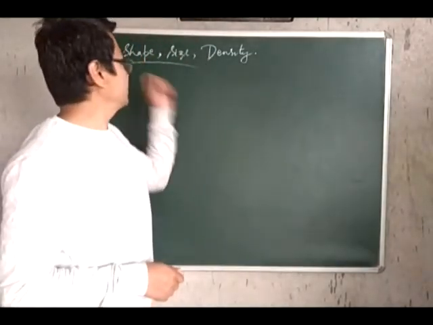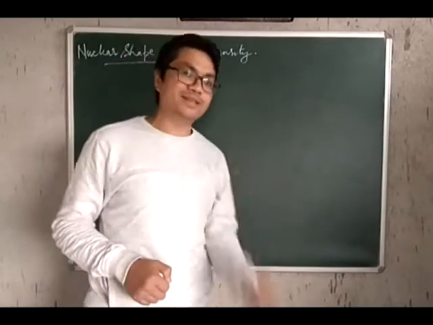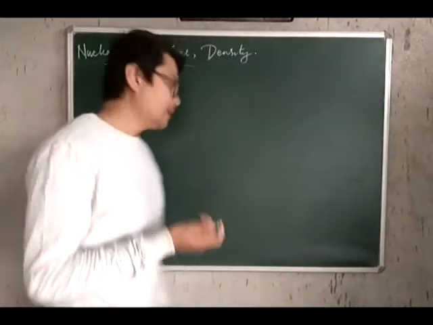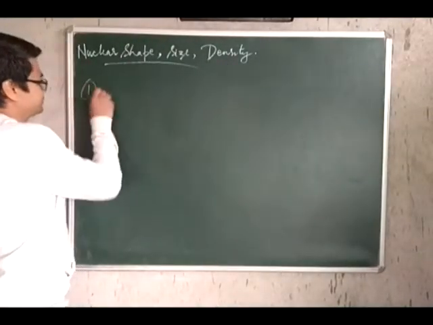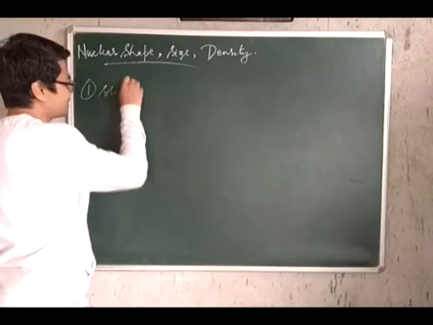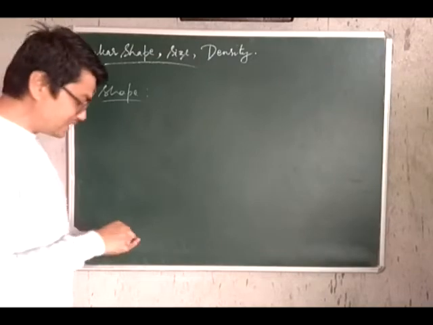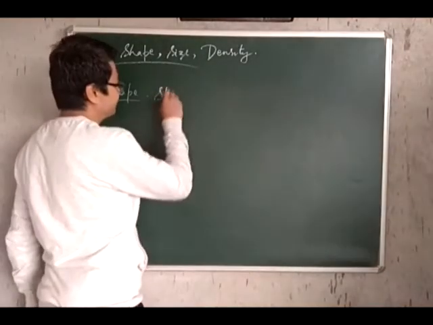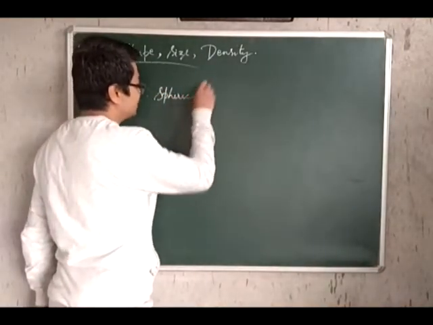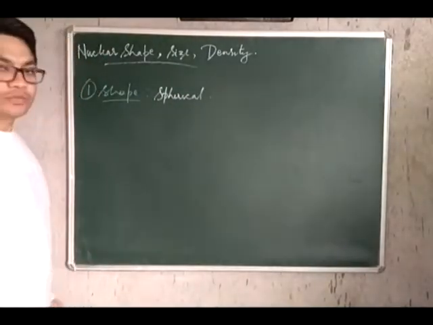First of all, starting with the shape, size and density of the nucleus. Now talking about the shape, for all practical purposes, the shape of the nucleus is taken to be spherical.